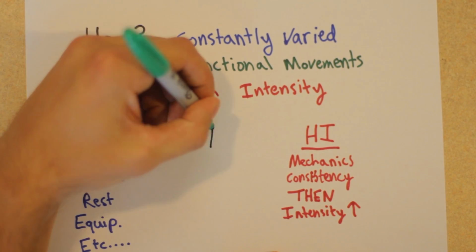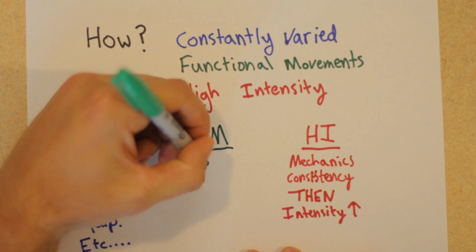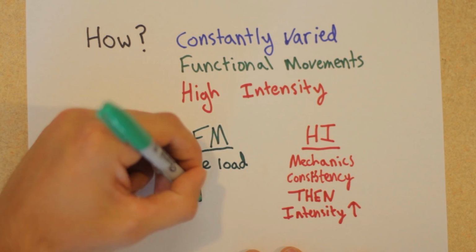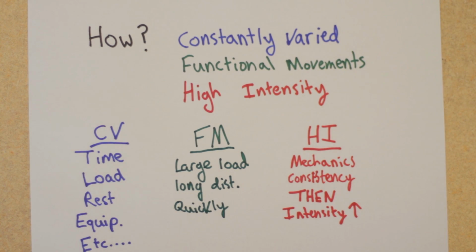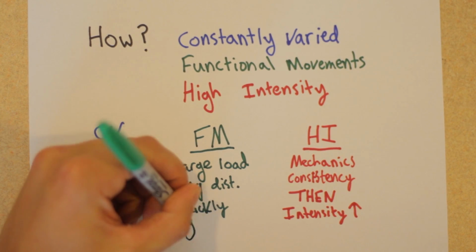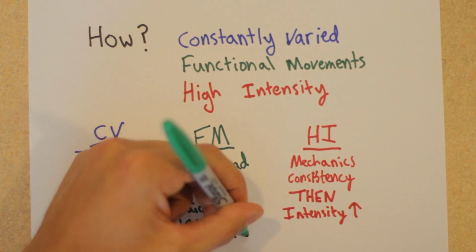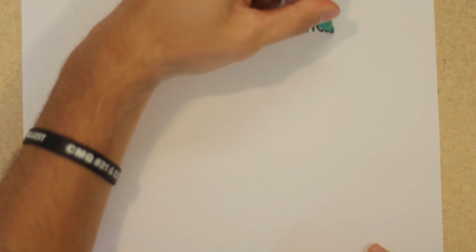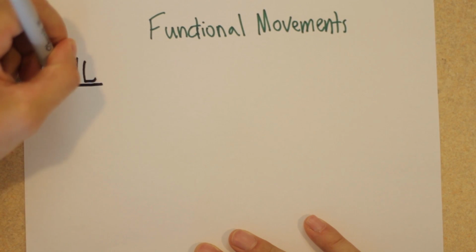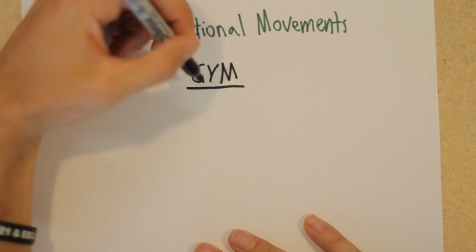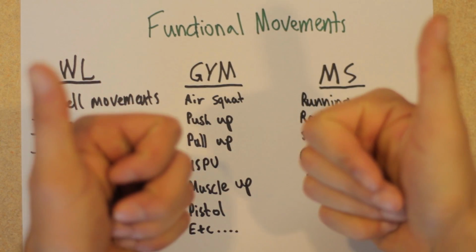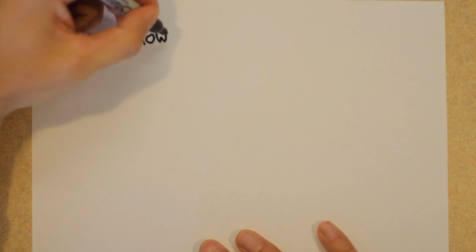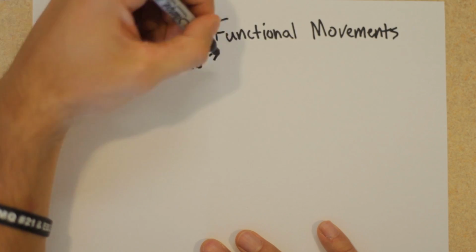Then he defines functional movement. A functional movement is something that requires you to move a large load, a long distance, quickly. Essentially, a functional movement has the highest power output. He then breaks down the functional movements into three categories: weightlifting movements, gymnastics movements, and monostructural movements. Up to this point in the seminar, I really don't have many issues. However, this next part is very questionable.